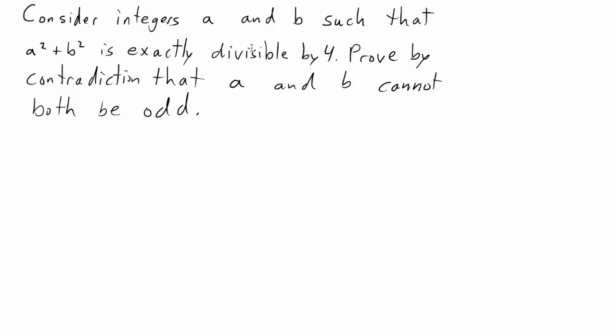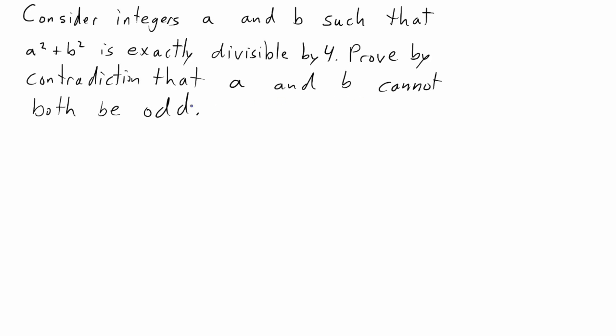Okay, in this next question, we're doing a proof, and it's popular to do proofs about things being odd and even, things like that. So let's take a look at this one. This is proved by contradiction, so we have to make an assumption and show that leads to a contradiction.